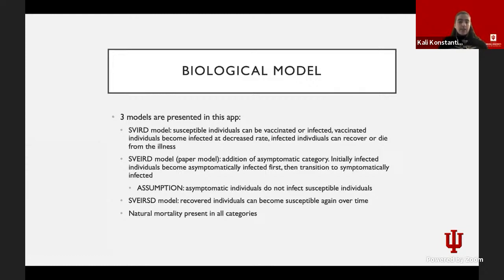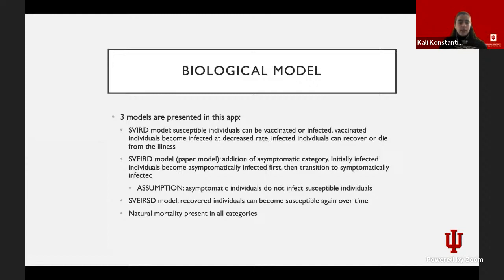So the first is the SVIRD model. This is where we don't have that asymptomatic class, that's the E class. So susceptible individuals can be vaccinated or infected. Vaccinated individuals can also become infected, but at a decreased rate. And then infected individuals can recover or die from the illness.